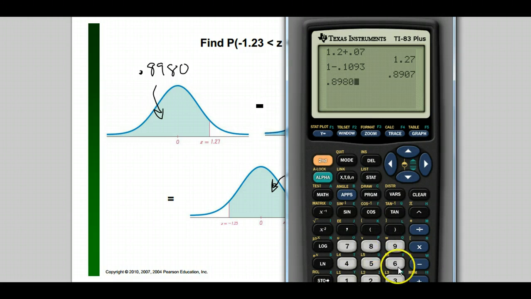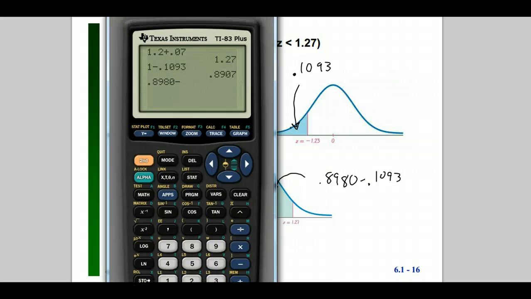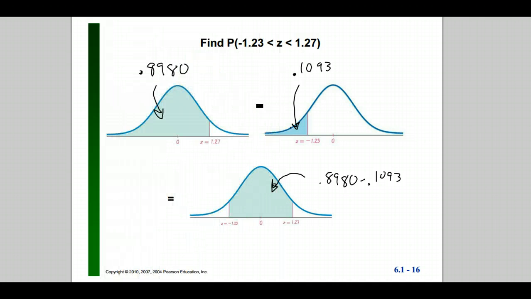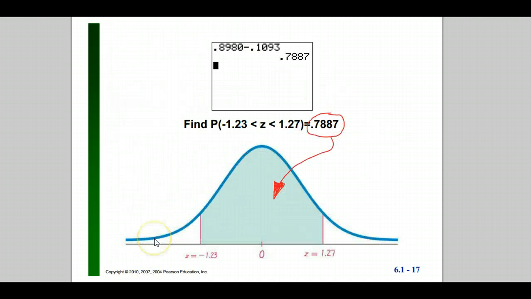0.8980 minus 0.1093, we get 0.7887 as our answer. Alright, so that's the area between those two values.